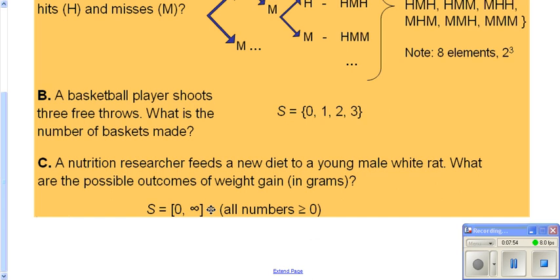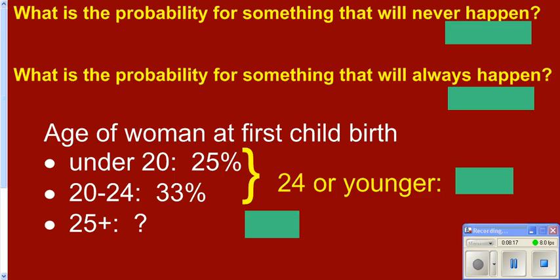Now down here, your sample space, if you're looking for weight gain, would be all numbers greater than or equal to 0. You can't really list all the possible weight gains because you can have part of a gram being gained, and so it's just all possible numbers greater than or equal to 0.